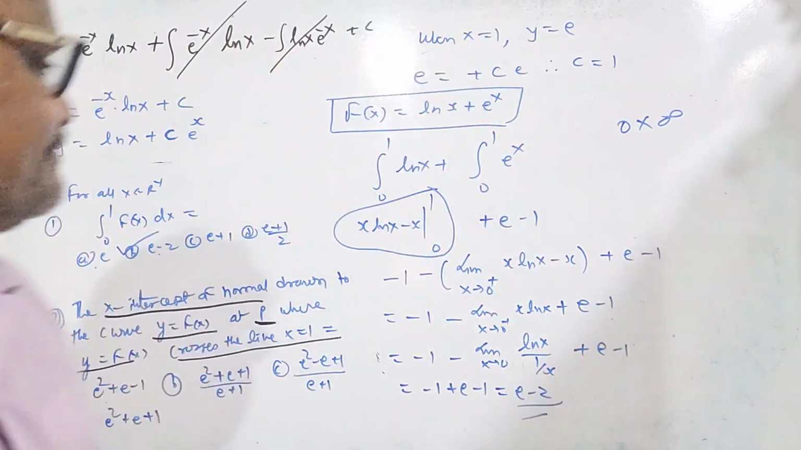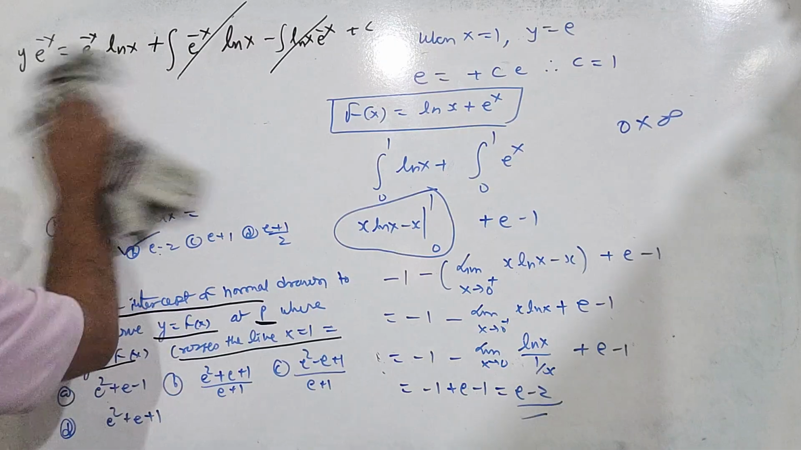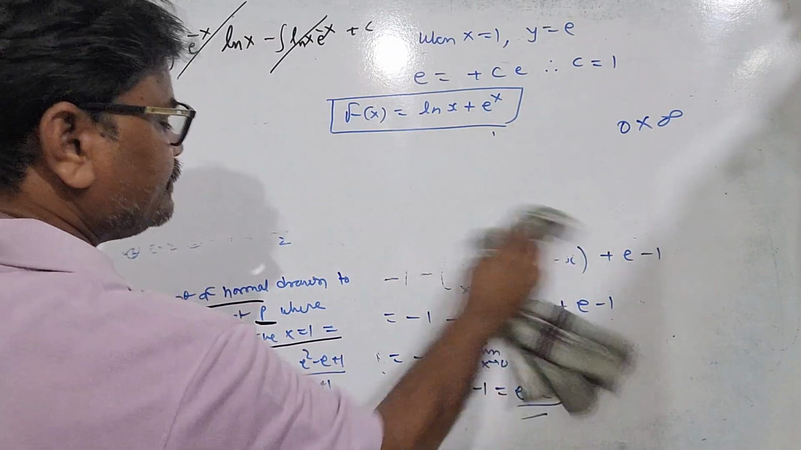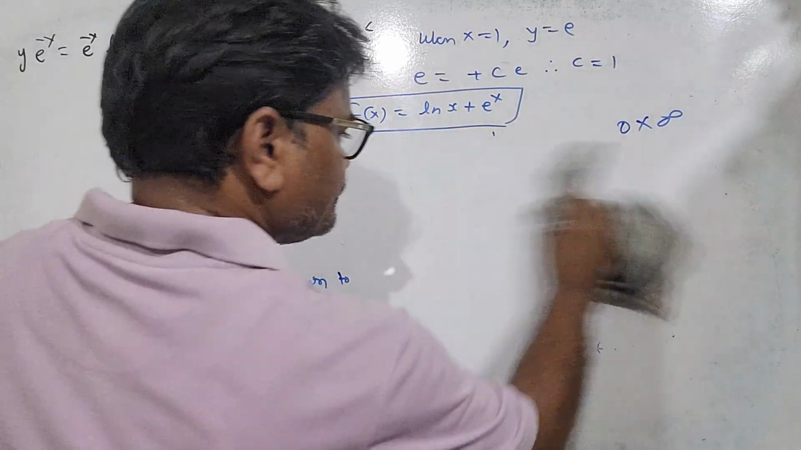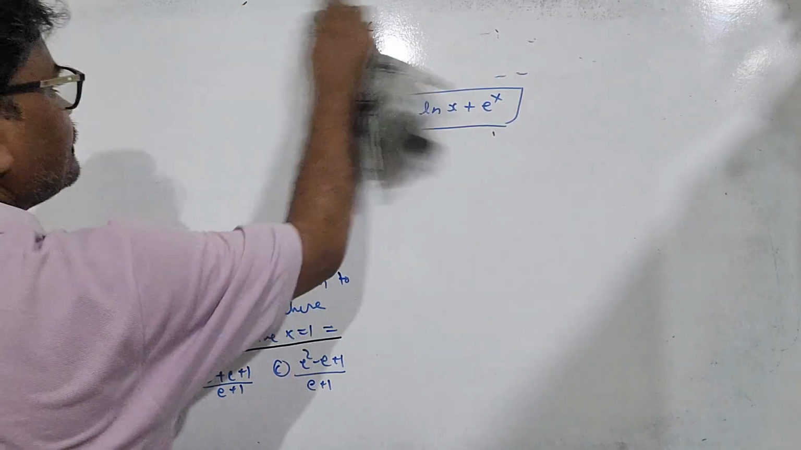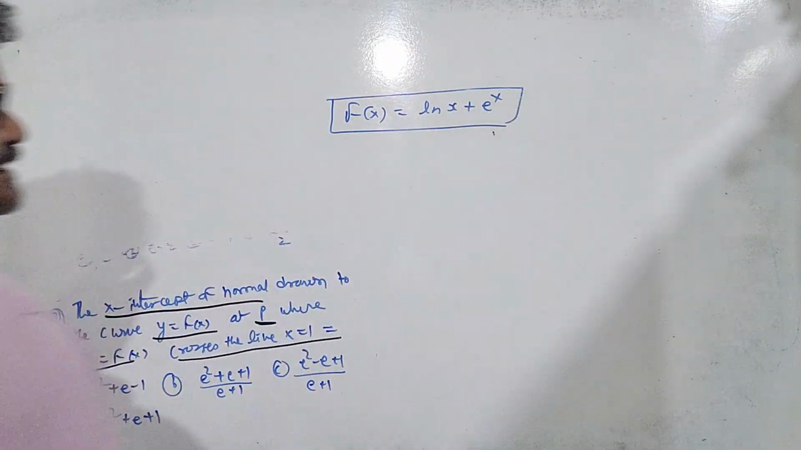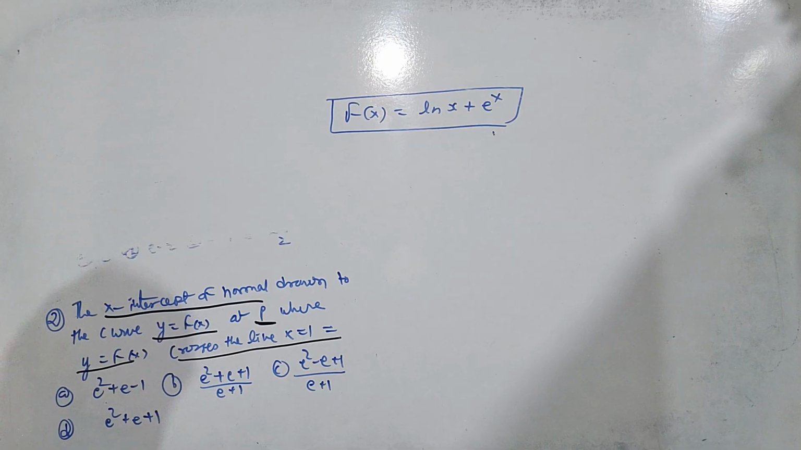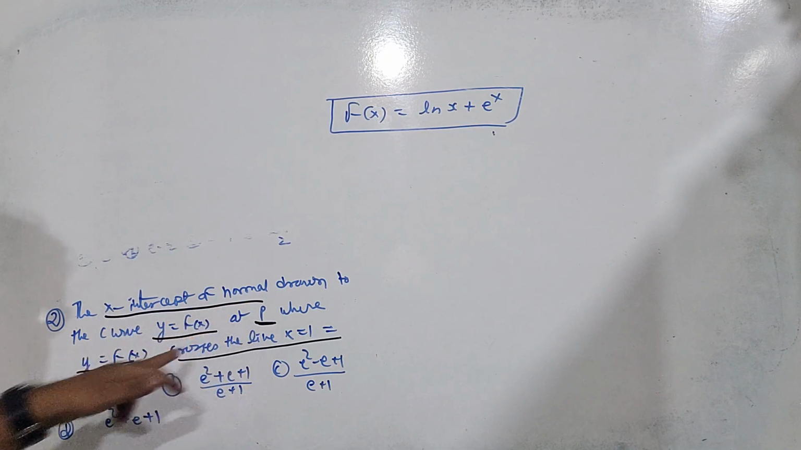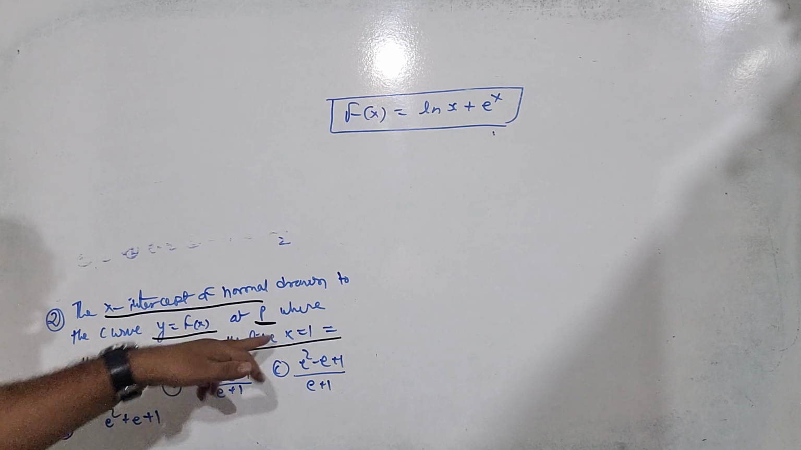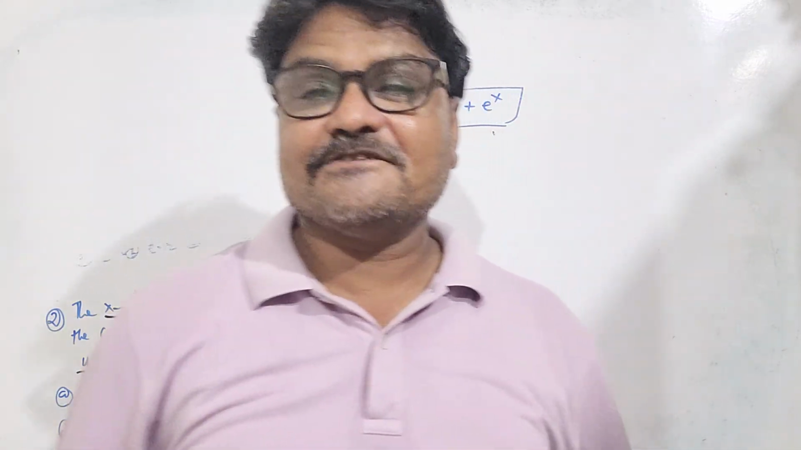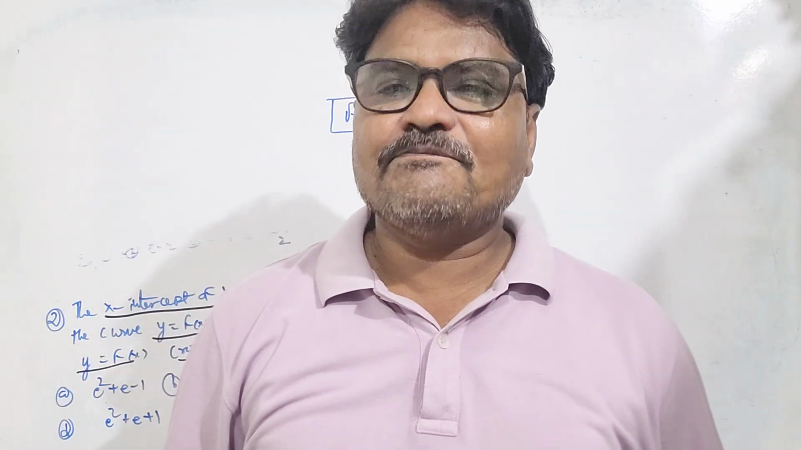Coming to the second question. We have determined the f(x); this is your f(x). Now what is said in the second question? The x-intercept of the normal drawn to the curve y equal to f(x) at P, where y equal to f(x) crosses the line x equal to 1. So this curve crosses the line x equal to 1. That point is your point P.